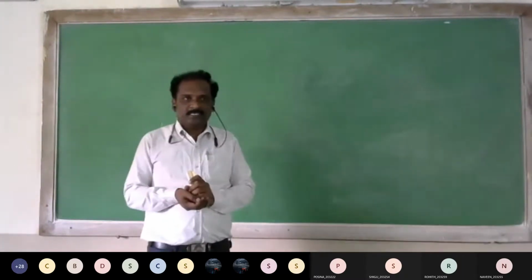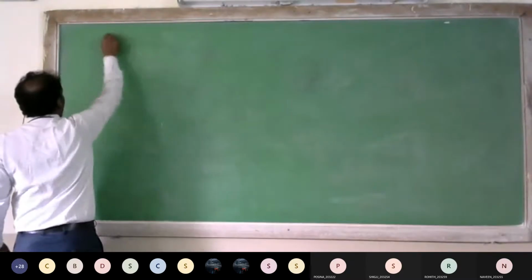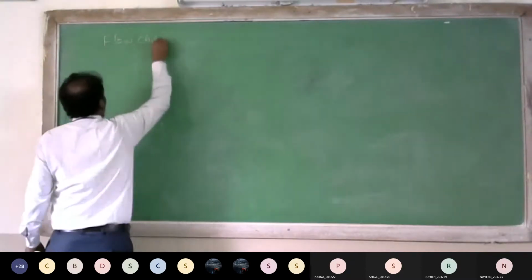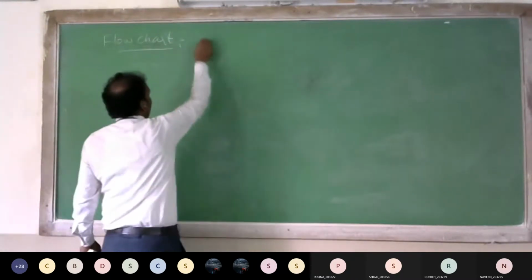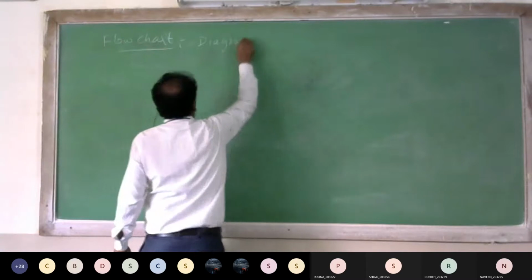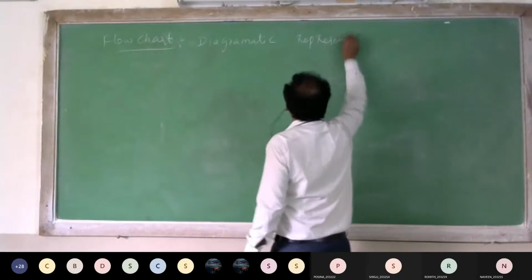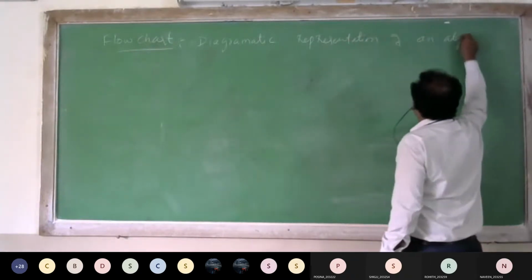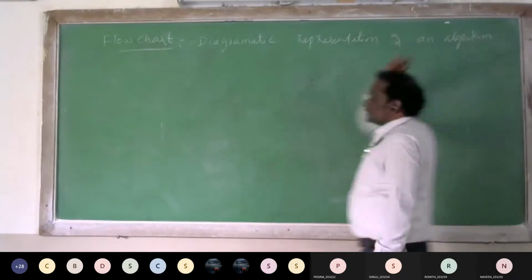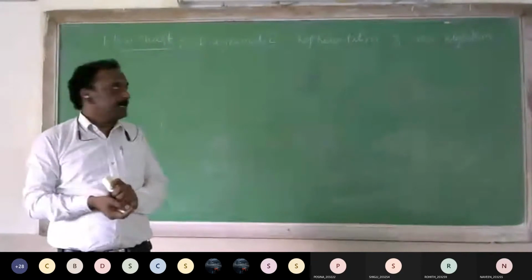So we have discussed the four problems. Today we shall discuss the second topic, that is flowchart. A flowchart is a diagrammatic representation of an algorithm. It is called a flowchart.